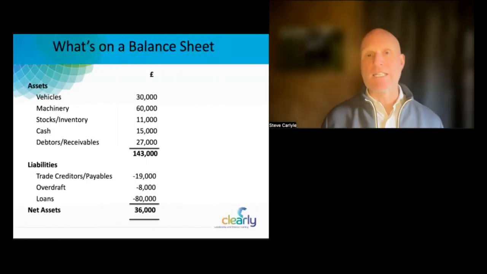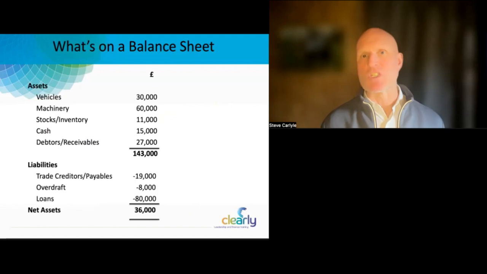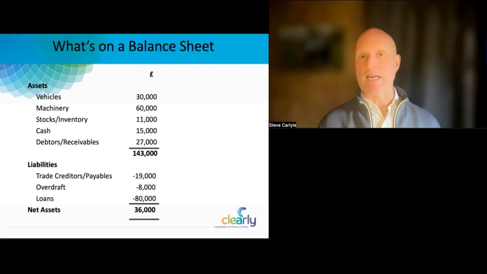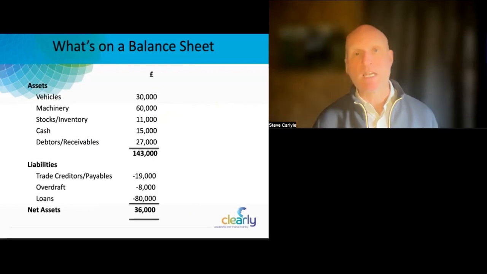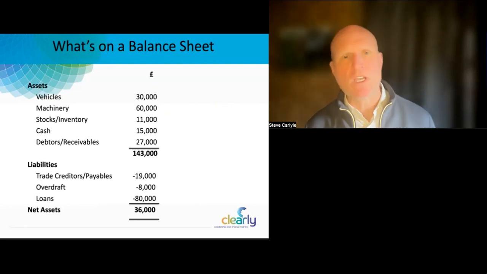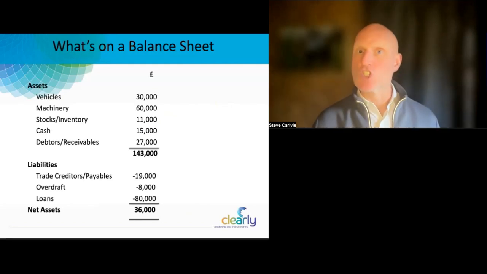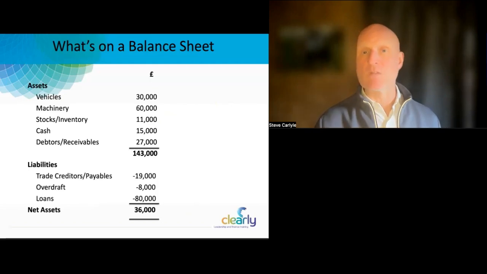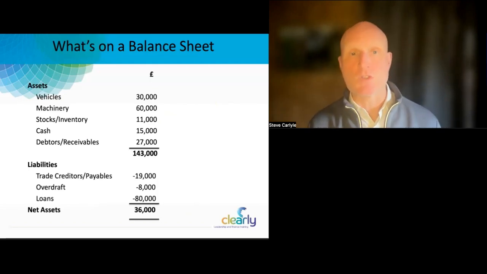Okay, I've done a little listed balance sheet showing the type of things that we might get in a typical balance sheet of a business, assets and liabilities. So I've just listed some random things there: vehicles, machinery, stocks or inventory. Two names for the same thing: old-fashioned name stock, new name inventory. Those are the items that we buy to resell to our customers.